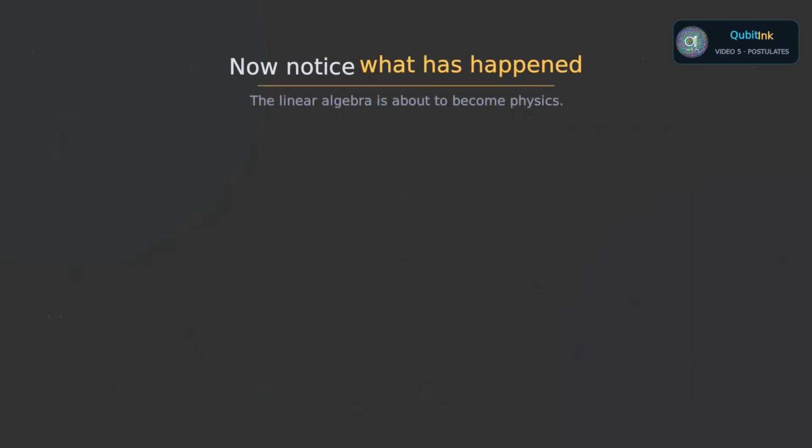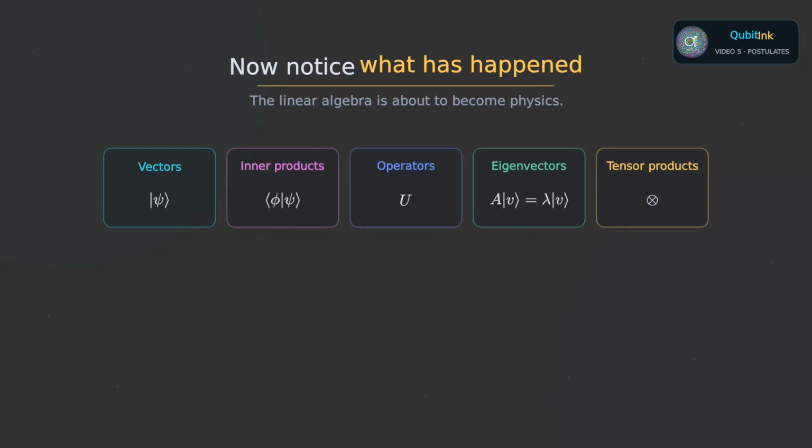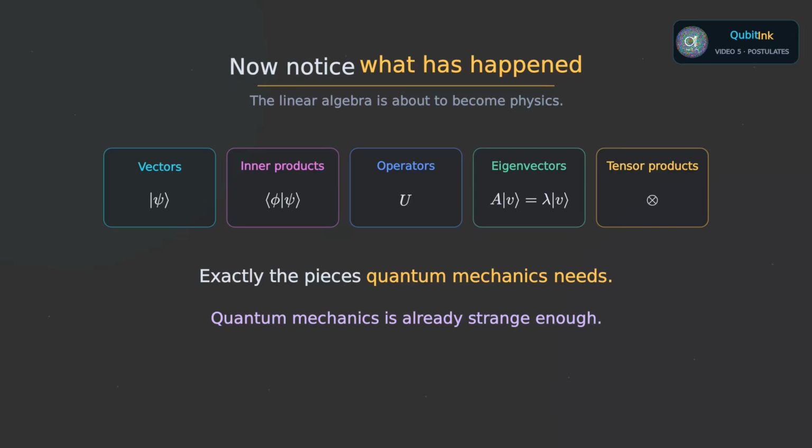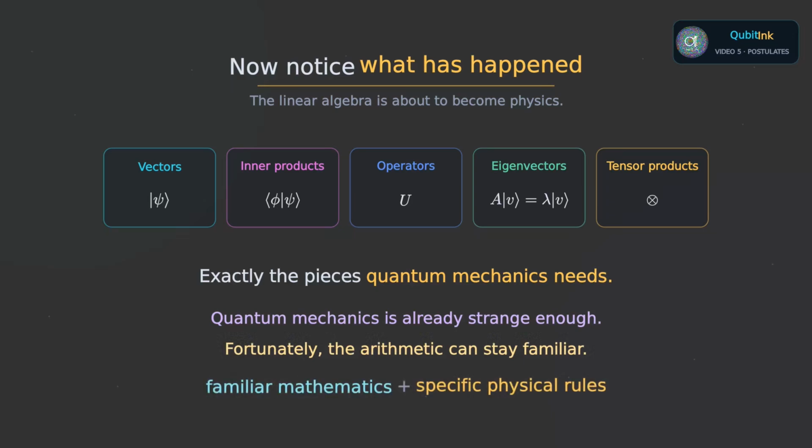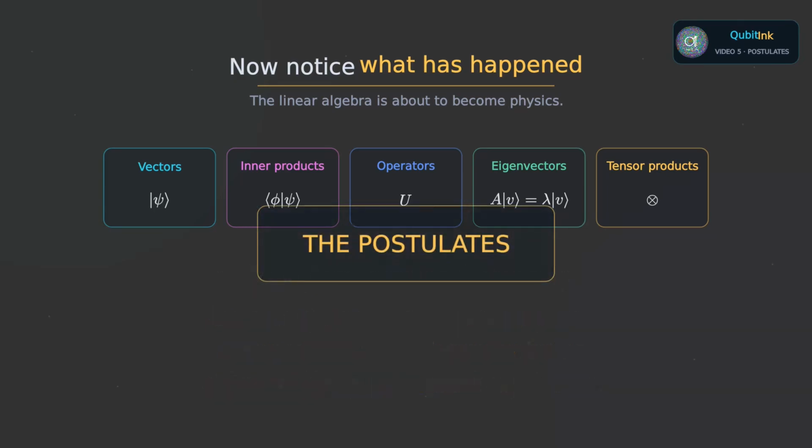Now notice what has happened. Vectors, inner products, operators, eigenvectors, and tensor products were introduced as pieces of linear algebra. But they are exactly the pieces quantum mechanics needs. Quantum mechanics is already strange enough. Fortunately, we do not need a completely new kind of arithmetic. What we need is familiar mathematics, together with very specific physical rules. Those rules are the postulates.